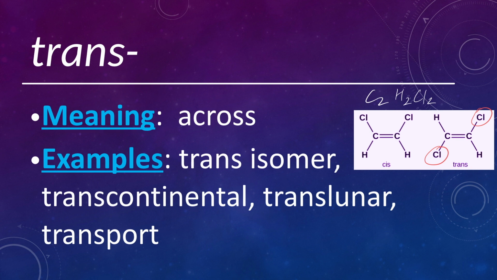Now, transcontinental means across the continent. So a transcontinental flight would go all the way across the continent. Translunar refers to an orbit that is across the moon's orbit, so outside the moon's orbit. And then transport basically means to carry across.